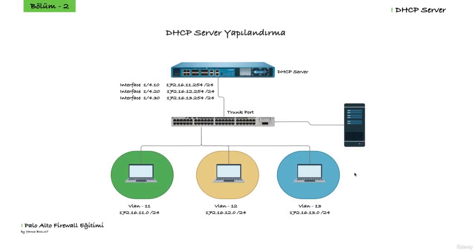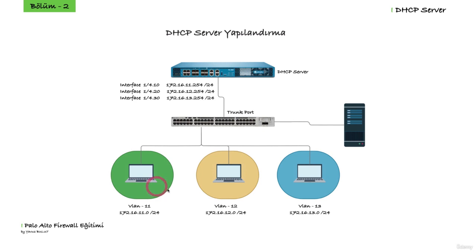In our previous lesson, I explained how to create a sub-interface on our firewall. In this lesson, I will tell you how to configure DHCP Server. If there is no DHCP server in your network, you can configure the DHCP server on your firewall and enable users in this VLAN to get IP.